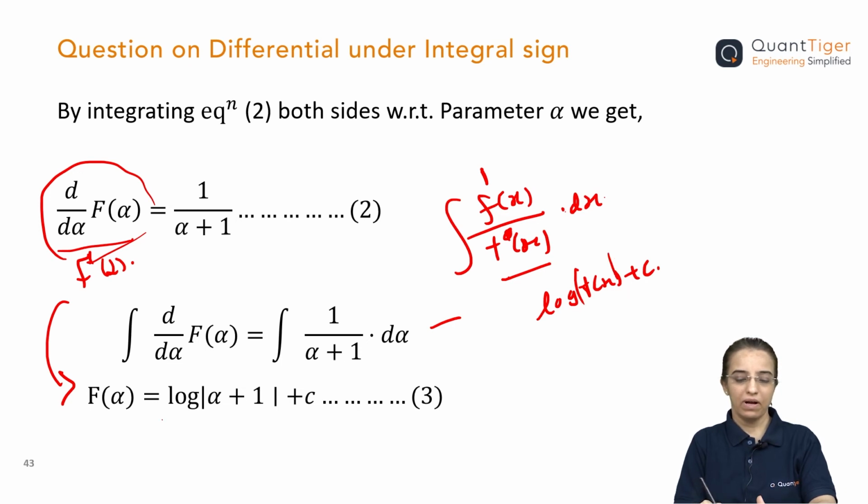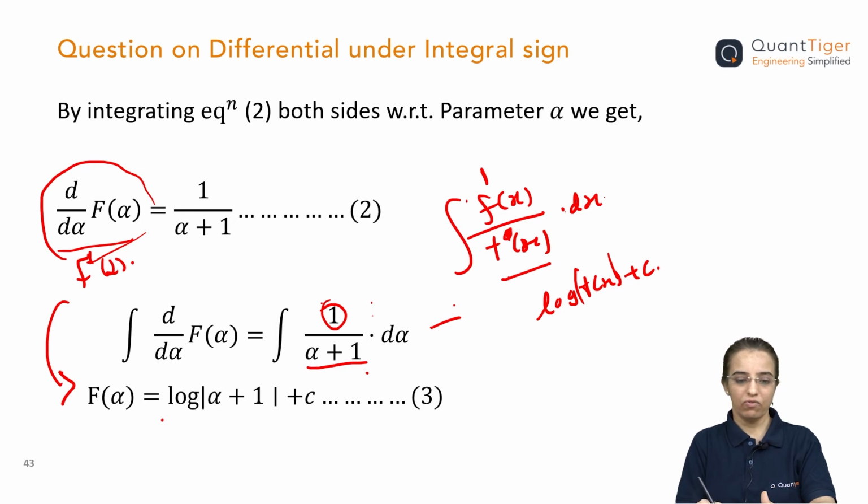So the same integration formula we will be applying over here, because if you see here, at the denominator it's alpha plus 1. If you differentiate that, you will get 1, which is there in the numerator. So this is exactly the same as here, f dash of x upon f of x, and that's the integration.